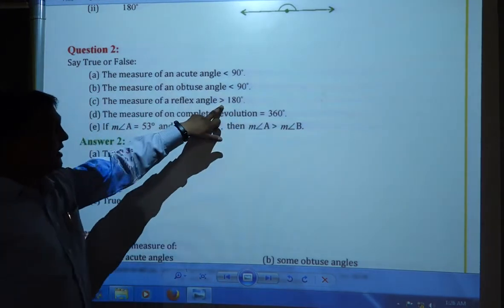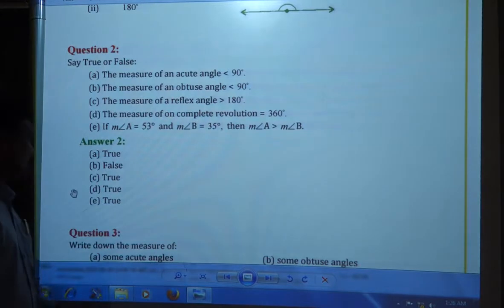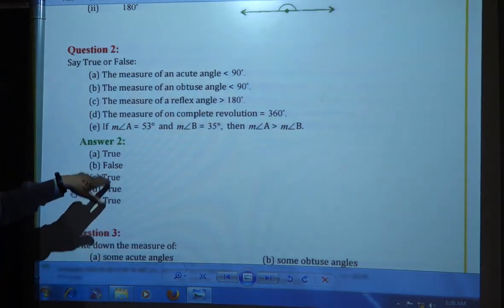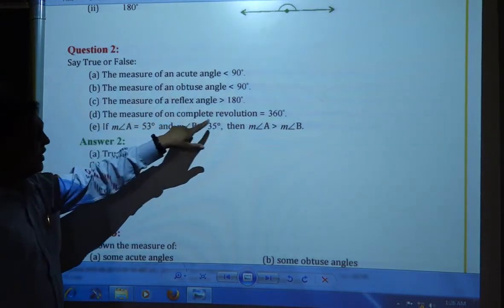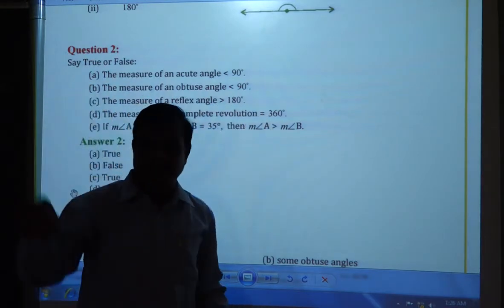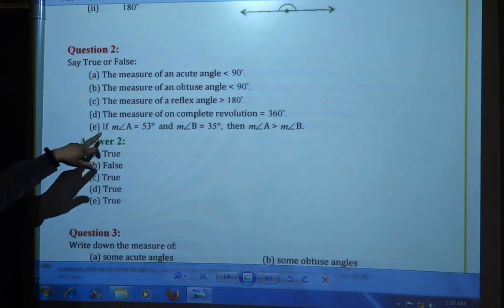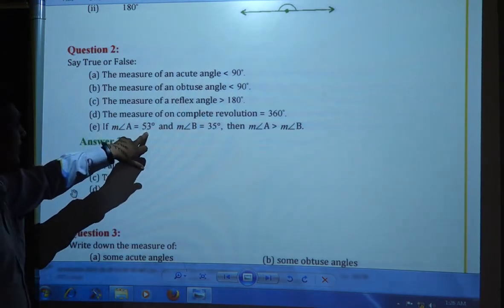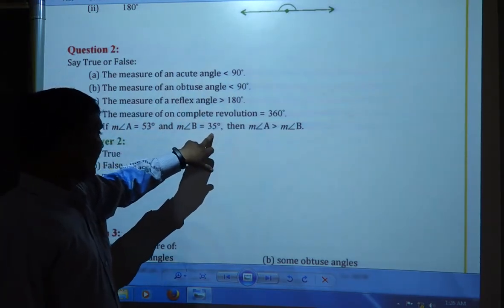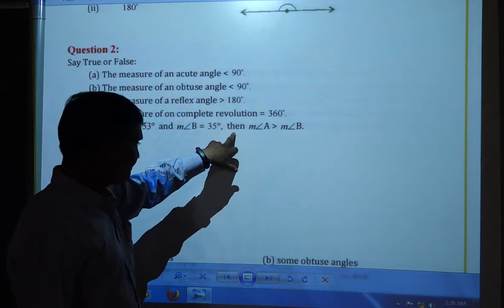The measure of a reflex angle is greater than 180 degree. It is the symbol of greater than 180 degree. Yes, it is true. The measure of one complete revolution is equal to 360. One complete means one full circle. One full circle means 360. It is true.